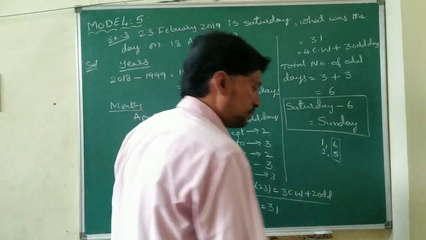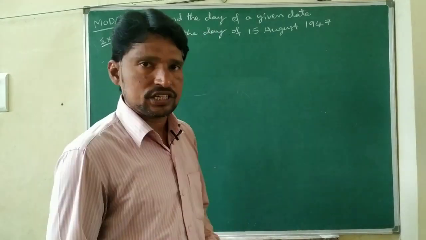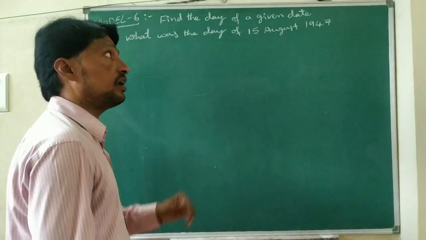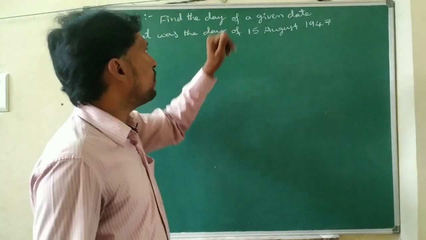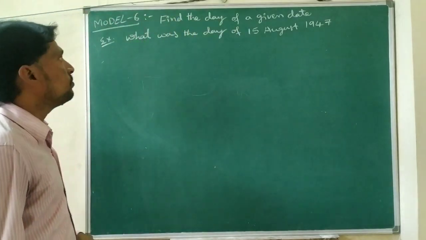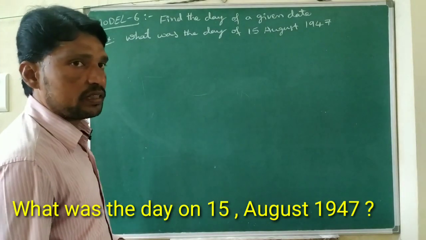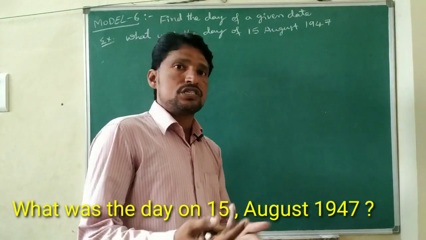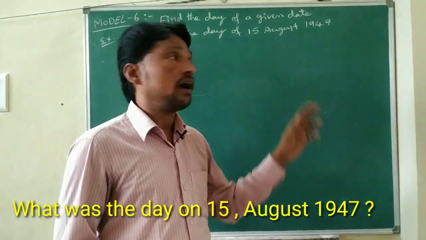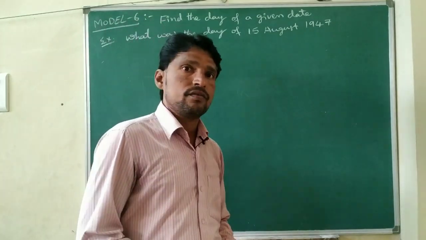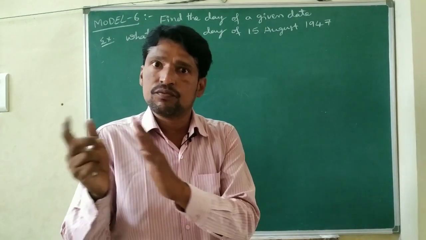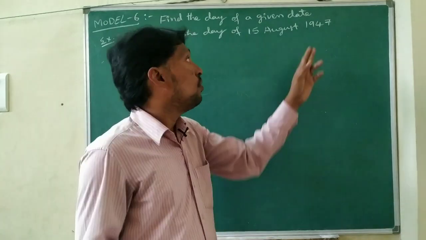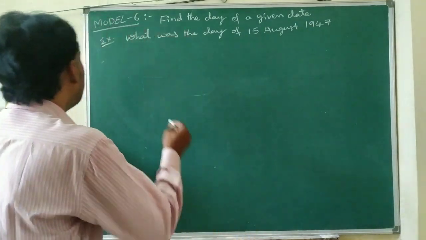Next one more model. Model number 6. This is a very interesting topic and very important topic for all types of competitive exams. So here this is the model number 6. Find the day of a given date. See one example. So what was the day of 15th August 1947? So which day we have to get, that one we need to find. On 15th August 1947. So 1947, how many years were completed? 1946 was completed. Now 47th one it is running. So completed years you have to take first.